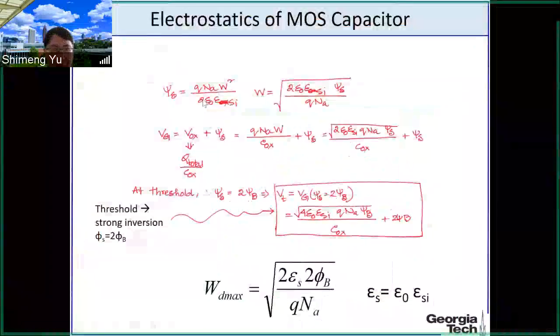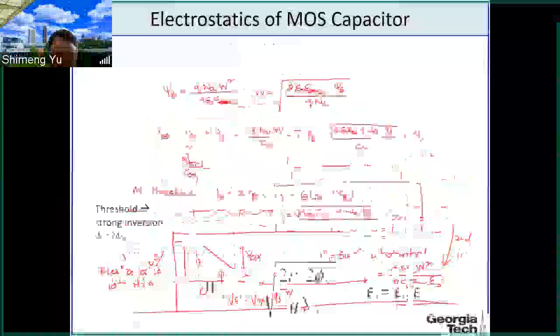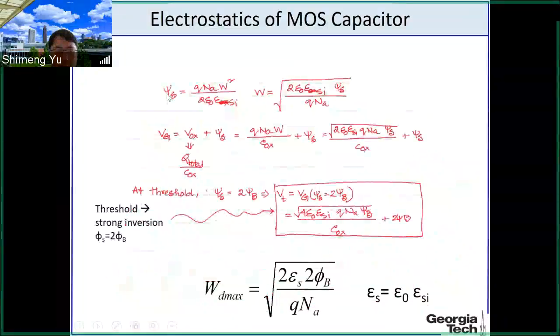We are halfway through. So this phi s equals this equation, which is from here. Basically, it has a dependency on the w. So we can back calculate the w as a function of the phi s. We move the other terms to the other side, and then we take the square root. So we can get the w as a function of the phi s. It's the square root of 2 epsilon 0 epsilon silicon phi s divided by QA.